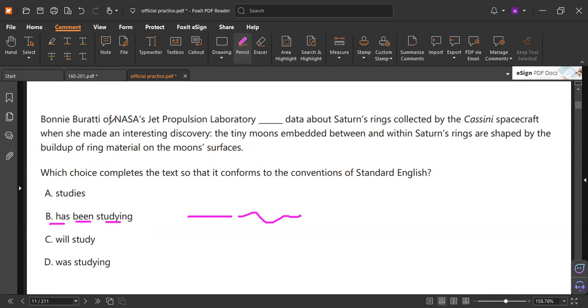Let's see. Laboratory did what to the data? It was collected by when she made, and then you stopped your sentence. If so, was it in the past or not? Past. Yes. Which past? We have only one past. Present, no. Present perfect, no. Future, no. That's it. Okay.